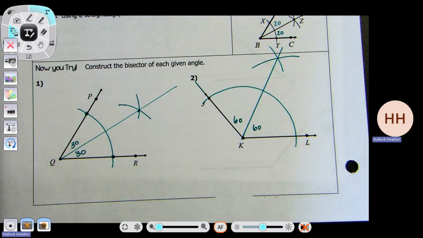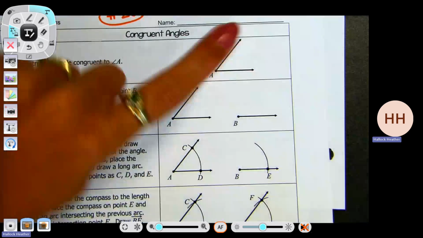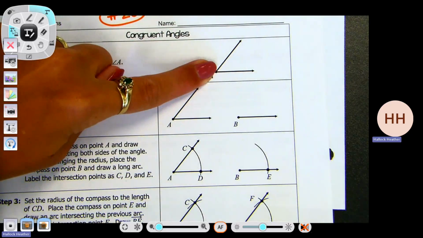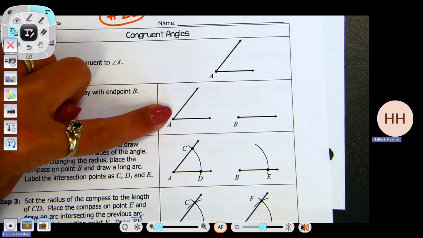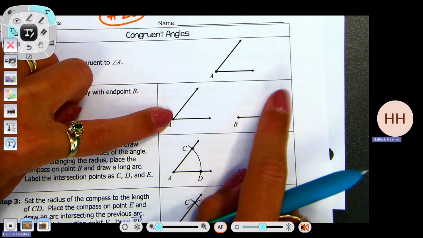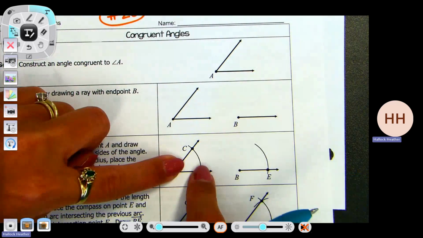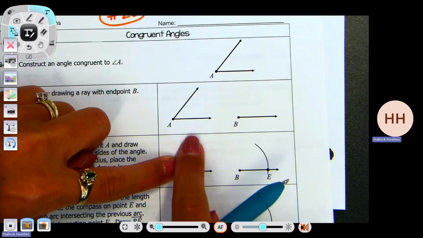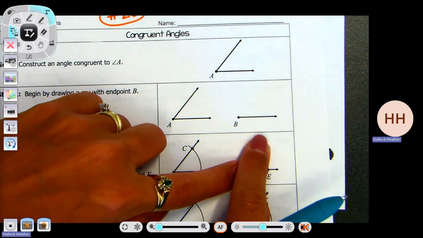Let's go to the front and let's do copy an angle. So, if you're ever lost, you could look at your steps and read your steps. The first thing is I start with an angle. This is the angle that I start with. The first step is I'm going to draw a ray. Once I have my ray drawn, I'm going to draw an arc. And whatever I do on one side, I bring over and I have to do on the other side.